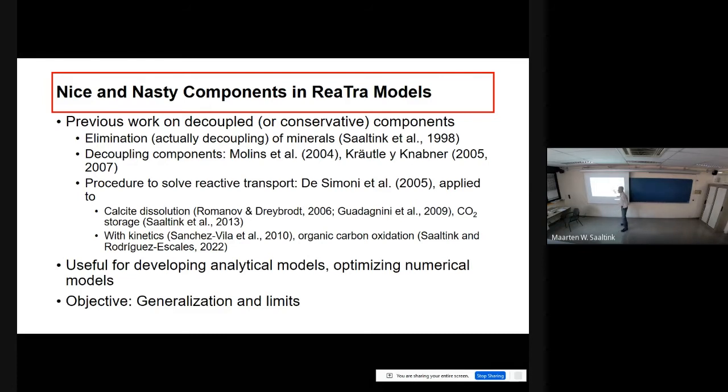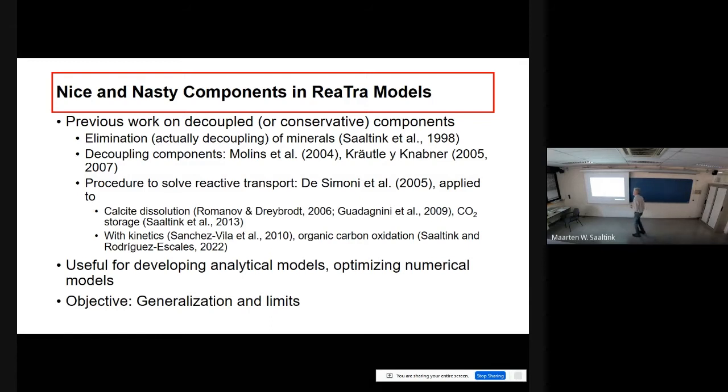What I did during my thesis was a sort of elimination of minerals. Actually, it's better to say decoupling. We don't eliminate it, we don't have to eliminate. And then there is some other work by Sergio Wiens and Serge Project that did something on how to decouple components. And then we can also use some of the things that we developed by decoupling to get a sort of analytical solution or semi-analytical solution.